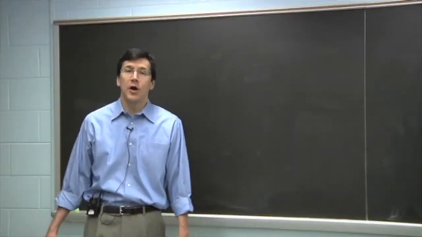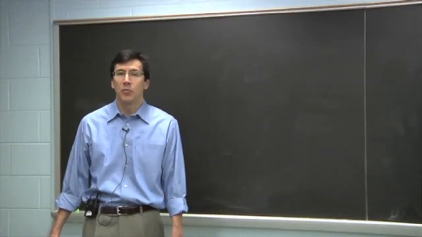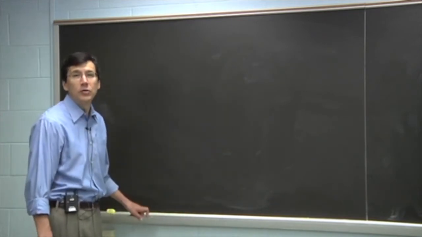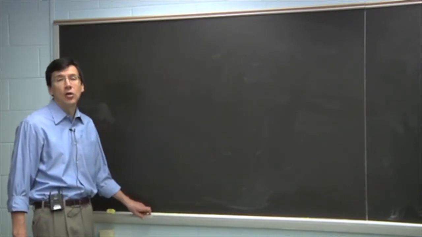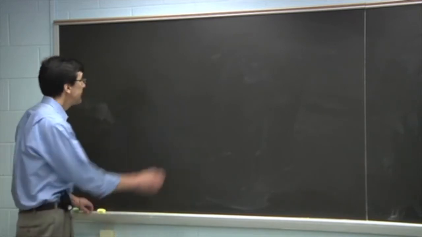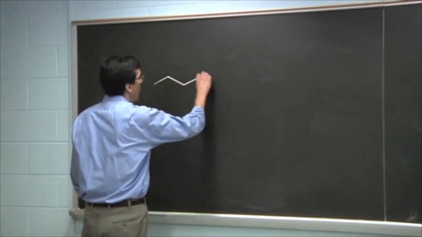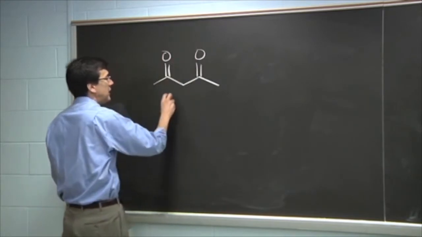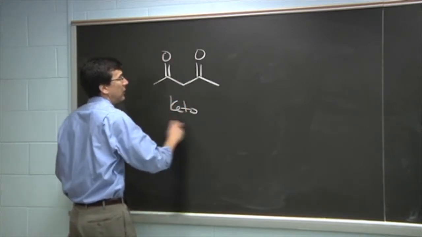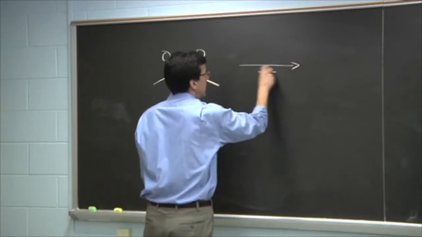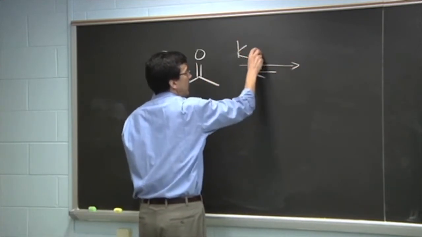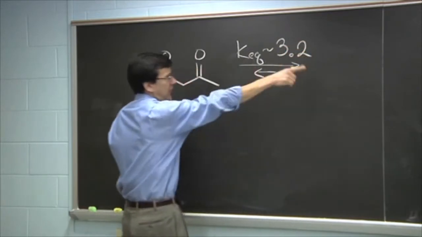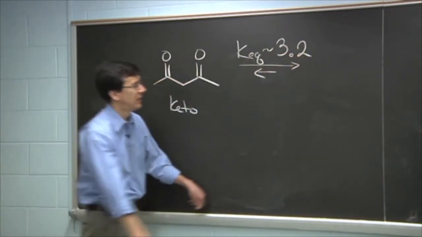We said that very often the keto form predominates over the enol form. But let me show you a molecule in which the enol form is actually predominant. So I'll show you, here's the keto form. And then the equilibrium actually favors the right-hand side.